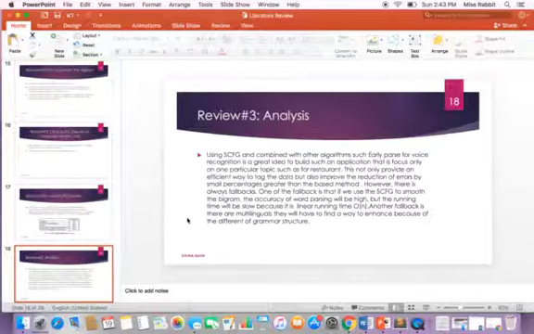However, there is always a fallback. One fallback is that if we use the SCFG to smooth the bigram, the accuracy of word parsing will be high, but the running time will be slow because it is in linear running time O of n. Another fallback is if there are multiple languages, they will have to find a way to enhance because of the different grammar structures.